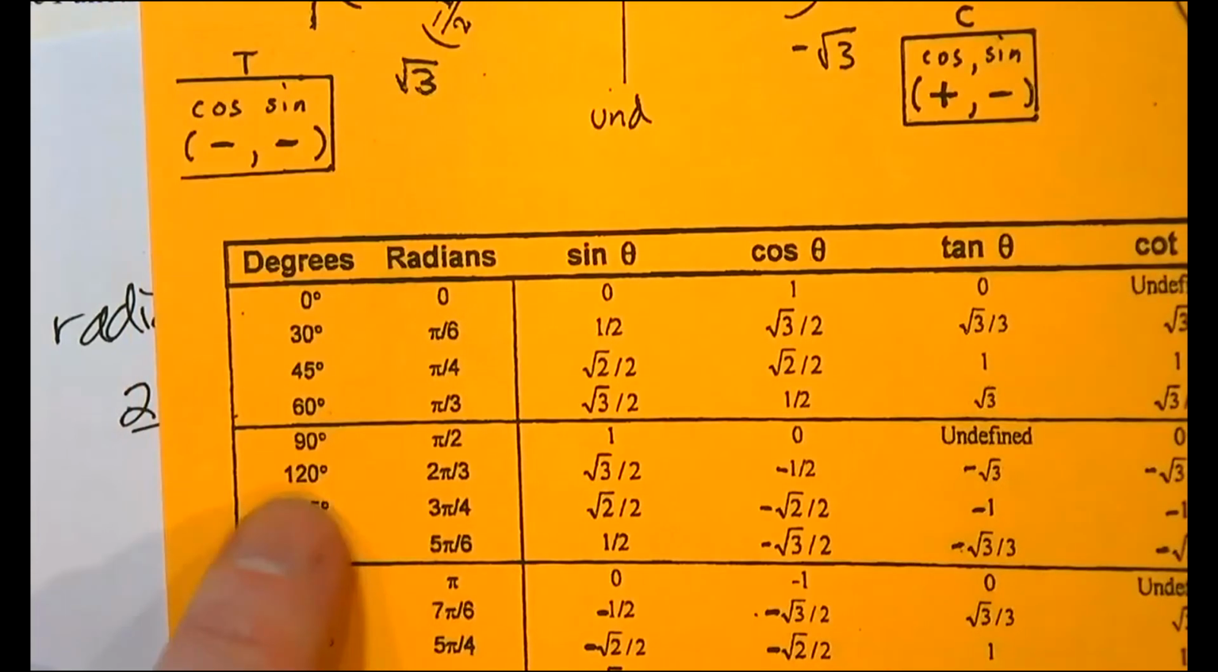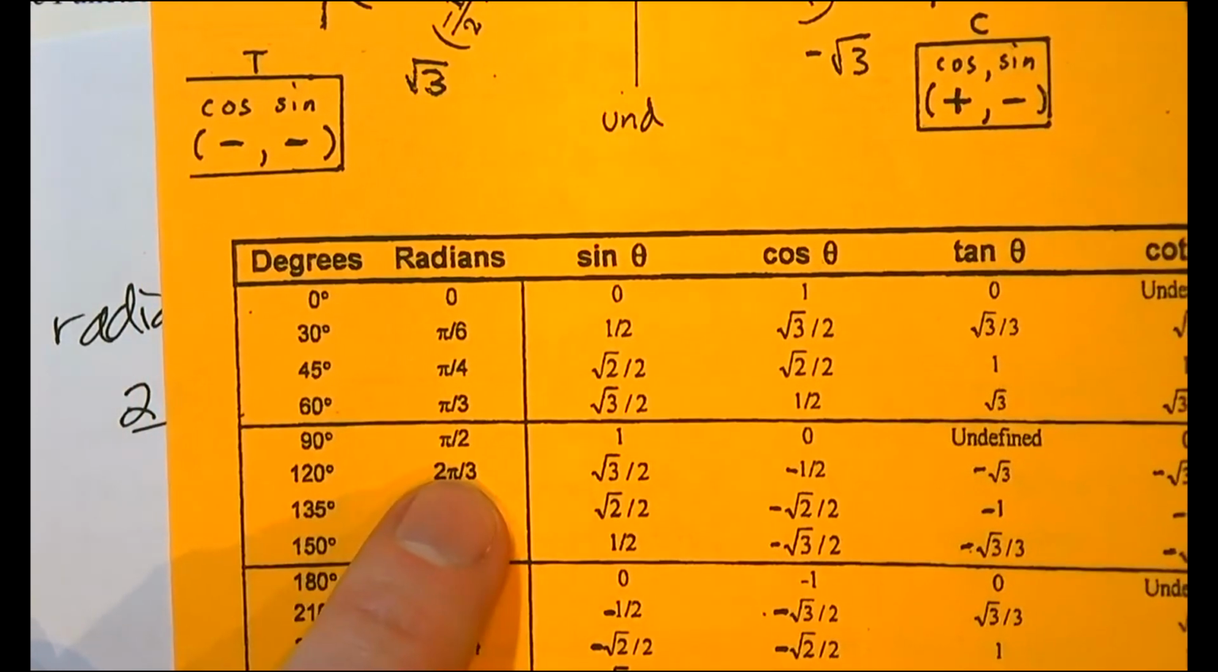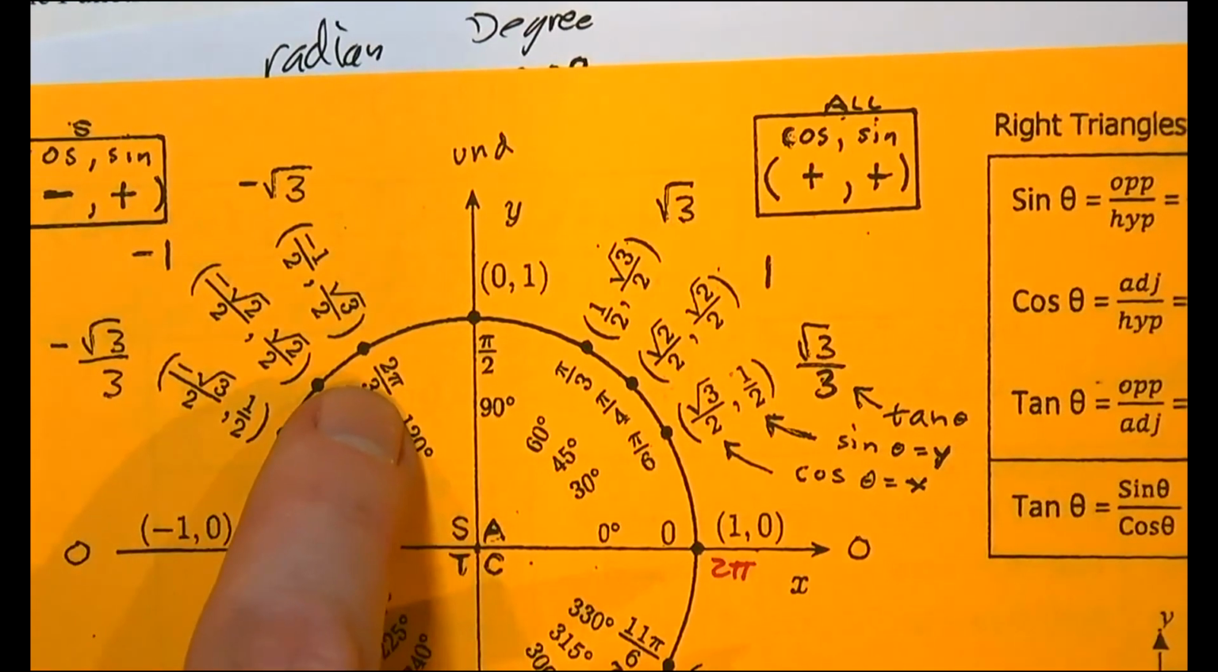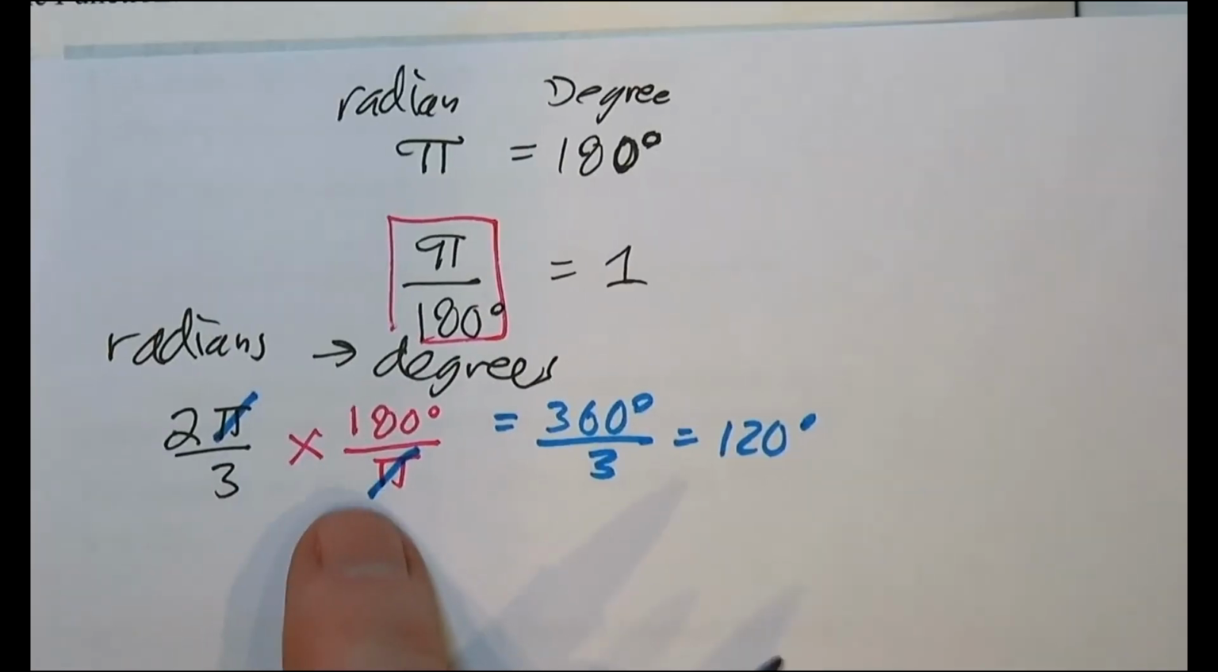Of course, I knew that, didn't I? See, there it is. I could have just cheated, right? Well, it's not really cheating. That's why I gave you the sheet. 2 pi over 3 is 120. But this will always work.